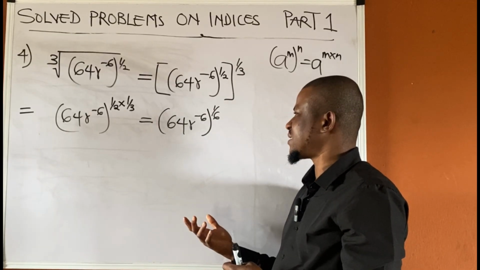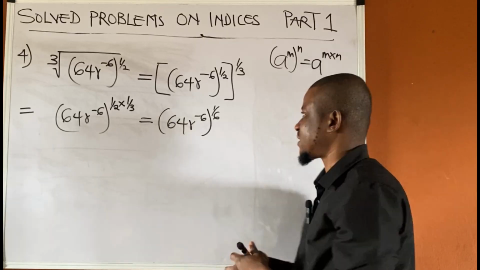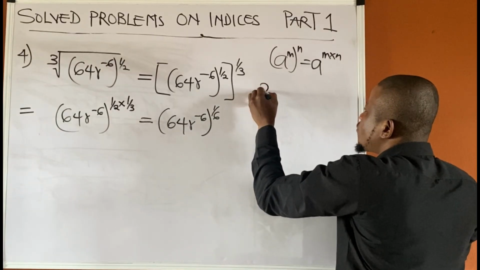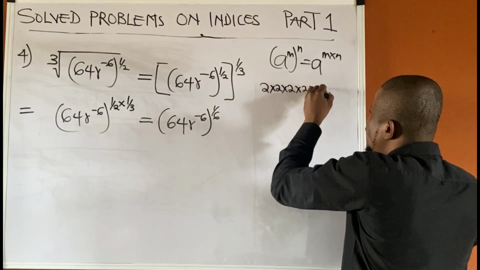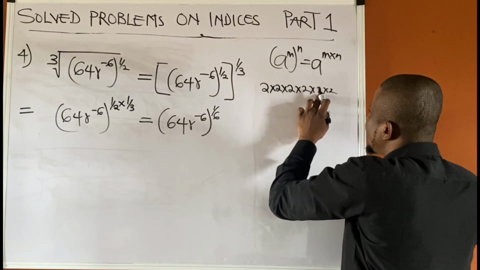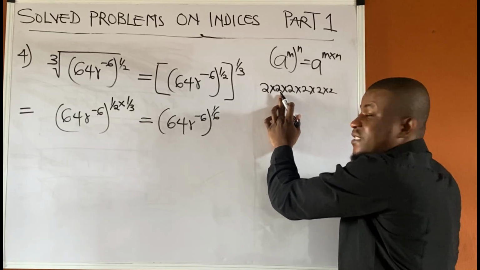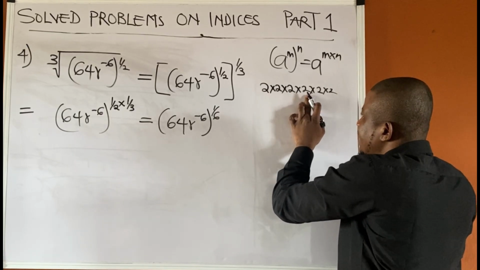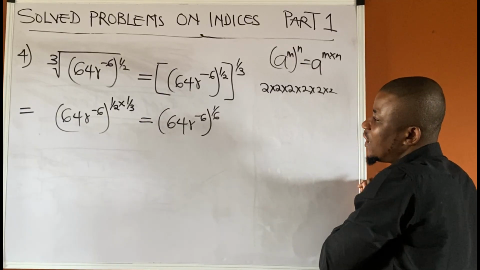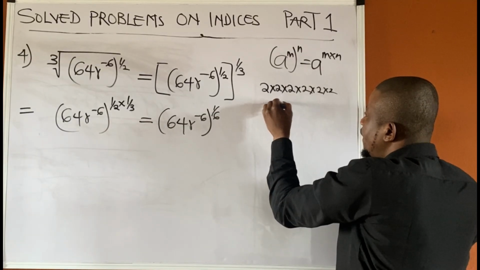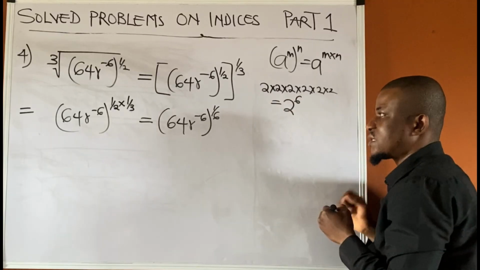Okay, we can also see 64 as 2 to the power of 6. Right? So this is 2 times 2 times 2 times 2 times 2 times 2. 1, 2, 3, 4, 5, 6. So 2 times 2 is 4, times 2 is 8, times 2 is 16, times 2, 32, times 2, 64. So this is 2 to the power of 6.